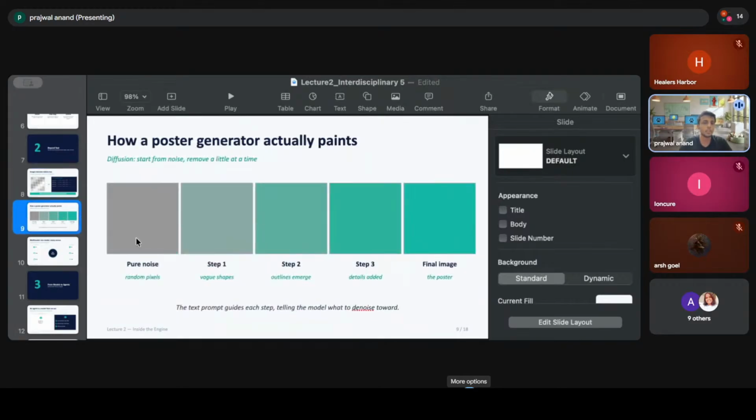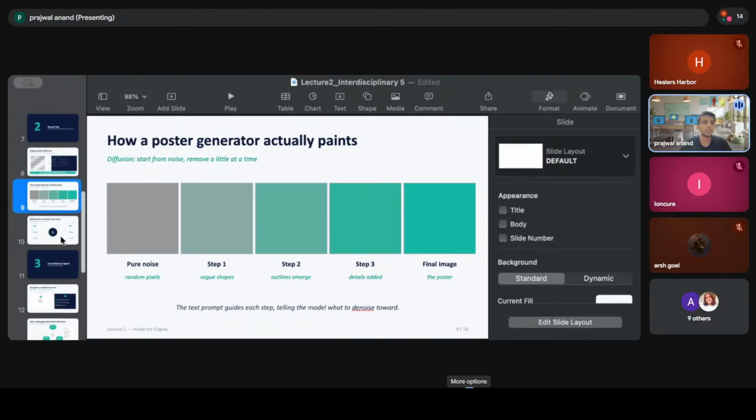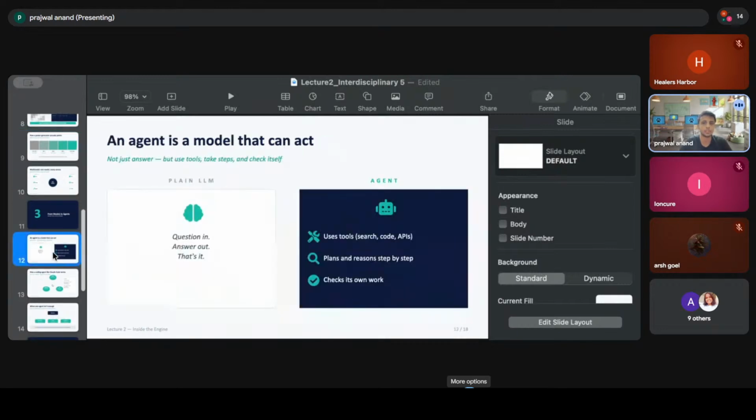It is very similar to how even poster generation, song generation, all of it works. It is very similar to how text generation works. But the only thing is it maps more values compared to only text generation.